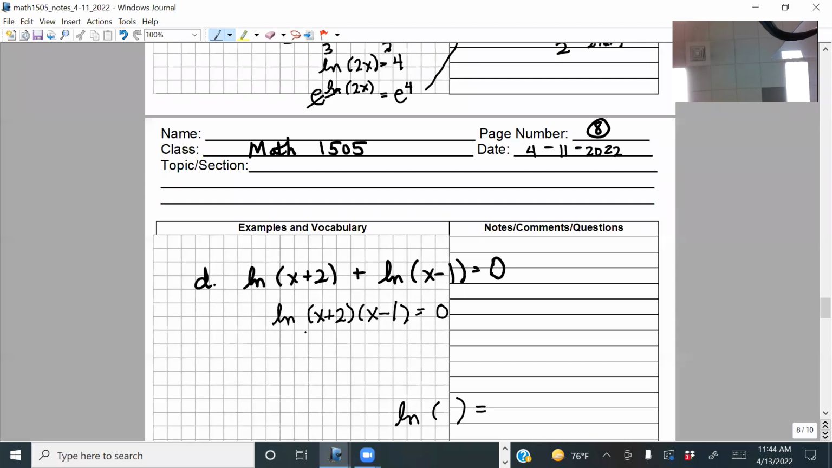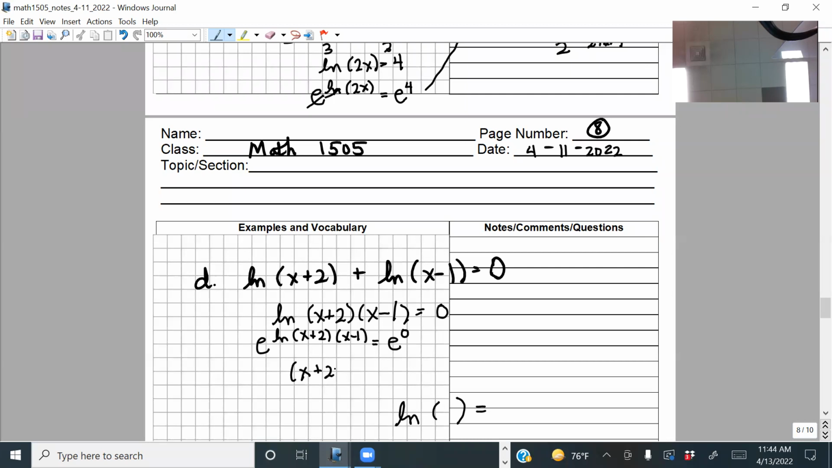Now we're in great shape. Single natural log here equals 0. So how can I get rid of the natural log? e, right. So I get e to the natural log of x plus 2 times x minus 1 equals. Now here you have to be careful. Raise e also to the 0th power. So what does that give you on the left-hand side?